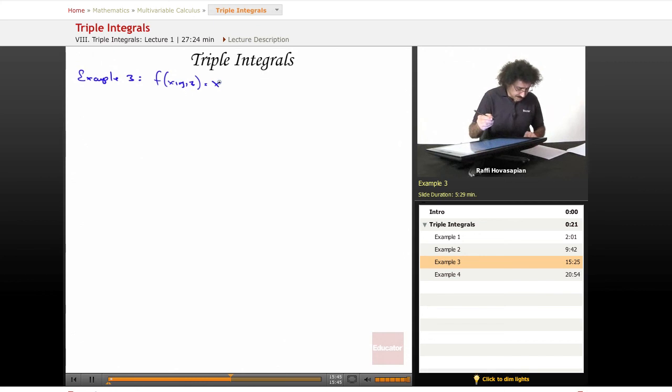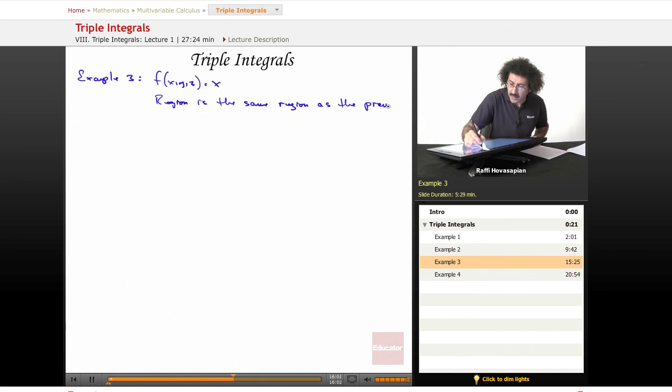That's it. Okay, x. And the region is the same region as the previous example.